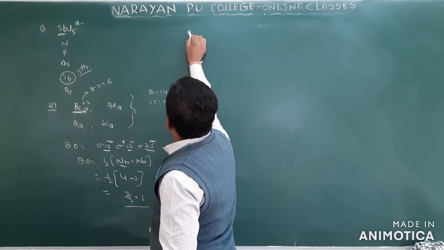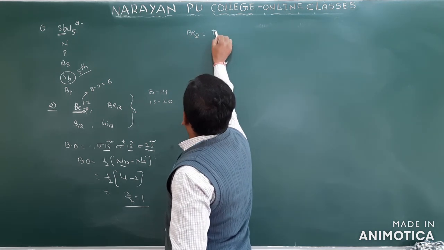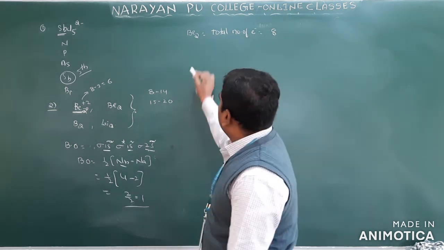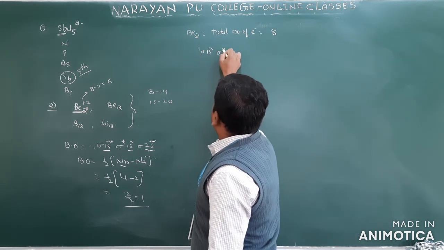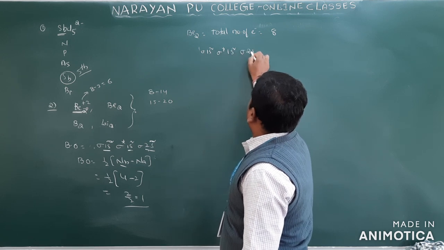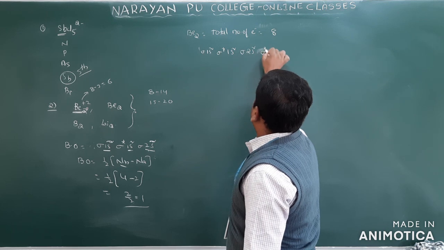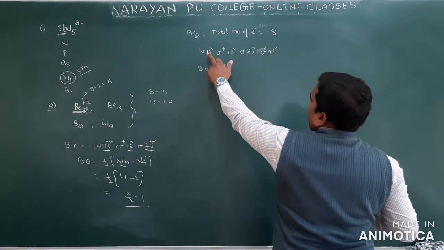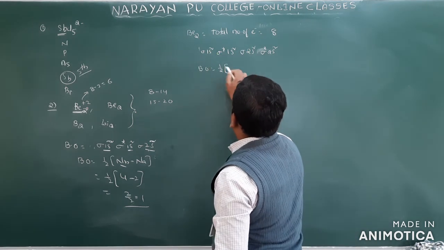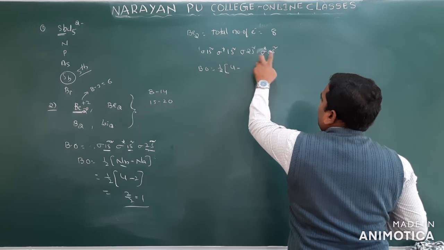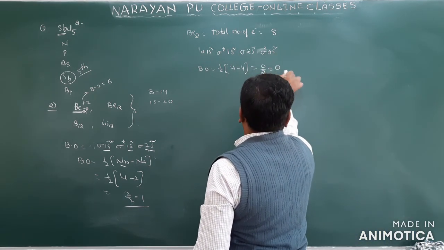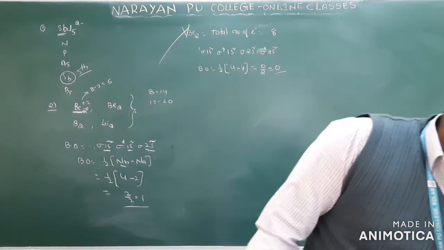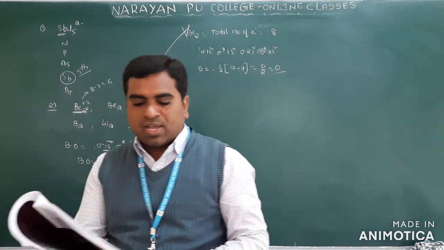But if you go for Be2, how many total electrons? 8. You know how to write it: sigma 1s2, sigma star 1s2, sigma 2s2 and sigma star 2s2. This is total 8 electrons. Now calculate the bond order, half into bonding molecular orbitals: 2 electrons and 2 electrons, 4. Antibonding star: 2 electrons and 2 electrons, 4. 4 minus 4, 0. 0 by 2, 0. Bond order 0 means this molecule does not exist. That is the answer. Clear? If you calculate the remaining, you will not get bond order 0. So the answer here is option 2.